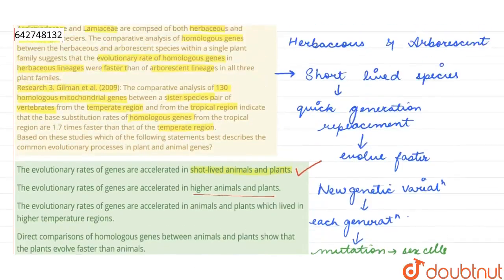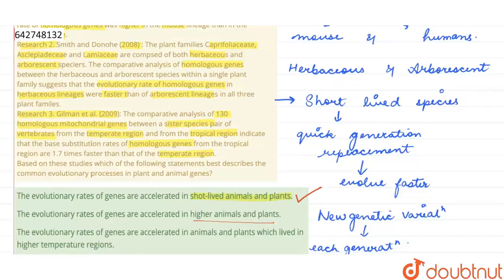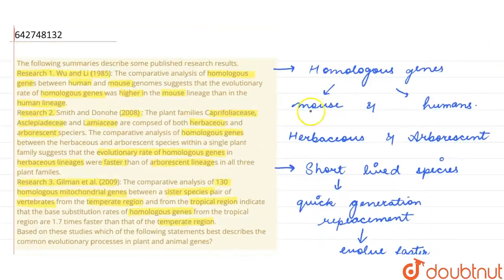Therefore, in the two researches, we saw that the mouse homologous genes had a higher evolutionary rate, and here the herbaceous plant species had a higher evolutionary rate. Now both of these species are short-lived species, and that's why we can conclude that the short-lived animals had higher evolutionary rates.